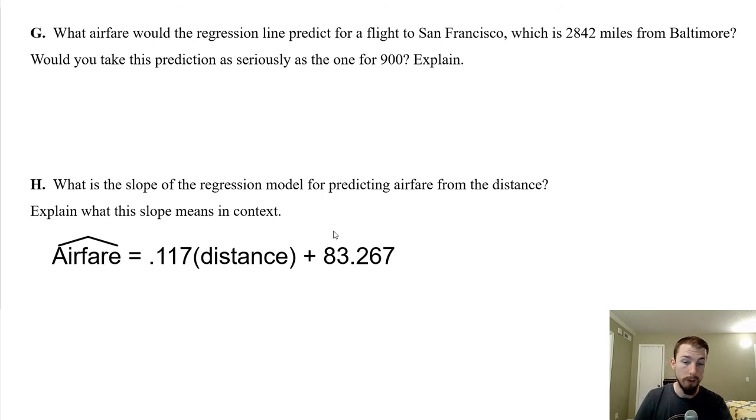And then what does the y-intercept mean? That means if we had a distance of 0, so if we just get on the plane, we don't go anywhere, and then we get off the plane, then we would expect that they would charge us $83 for security or whatever. So anyway, kind of silly.